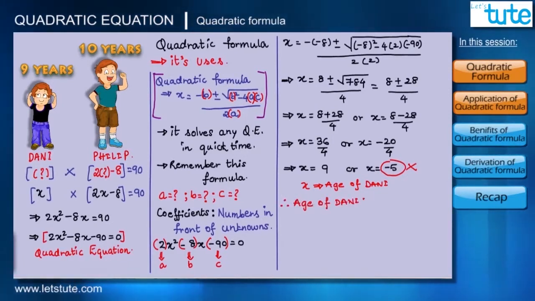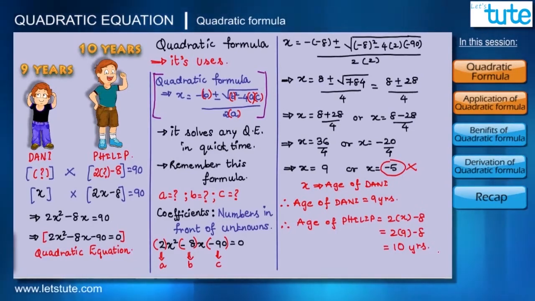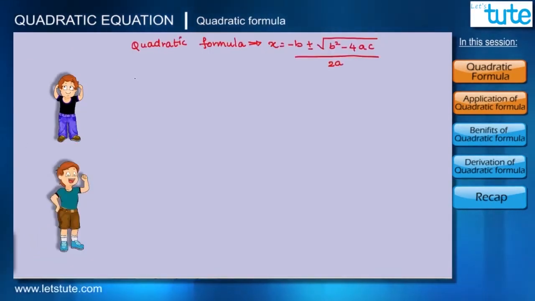So Danny's age is 9 years. And we'll make use of this x for the age of Philip. So the age of Philip is 10 years. So this is how I used the quadratic formula for finding their exact ages. But I also wanted to tell them what are the other benefits of this formula.